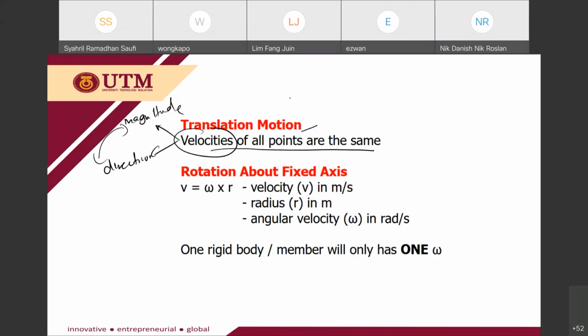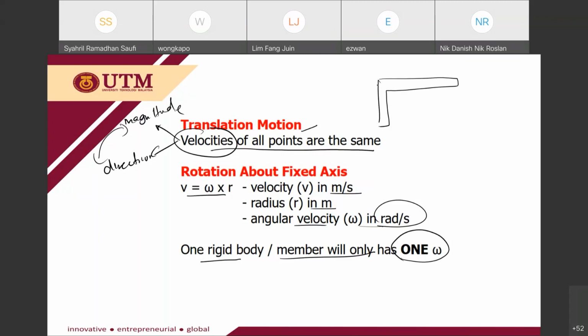Okay. So for rotation about a fixed axis, you have V equal to omega R, or R omega. V should be in meters per second, radius should be in meters, angular velocity should be in radians per second. And please remember, one rigid body or member will have only one omega. Okay, let's say you have this shape.